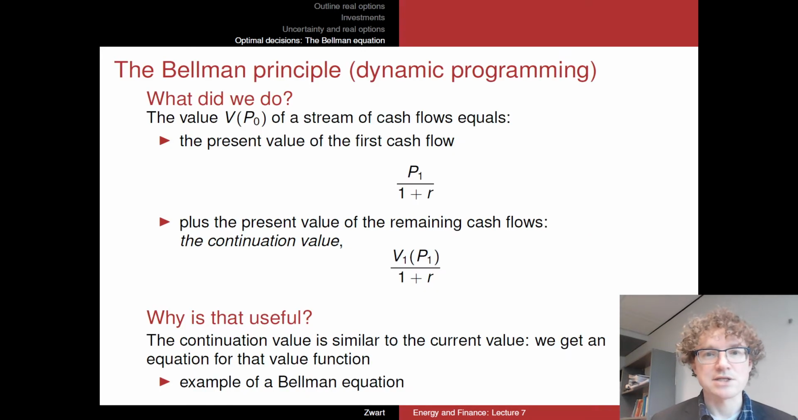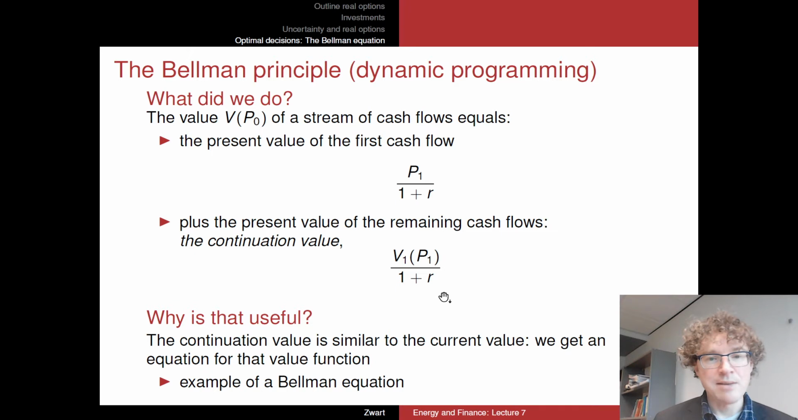So this was an easy example, right? We would like to generalize this. This generalization is basically called the Bellman principle, or dynamic programming. What we argued was that the value of a stream of cash flows, some V, will depend on today's price, P0. We might be able to write this as the present value of the first cash flow that we get, the P in period 1, discounted by 1 plus R, plus the present value of whatever remains after period 1, the continuation value V1 of P1, again discounted.